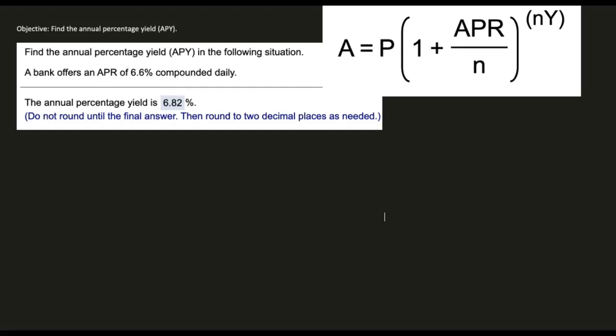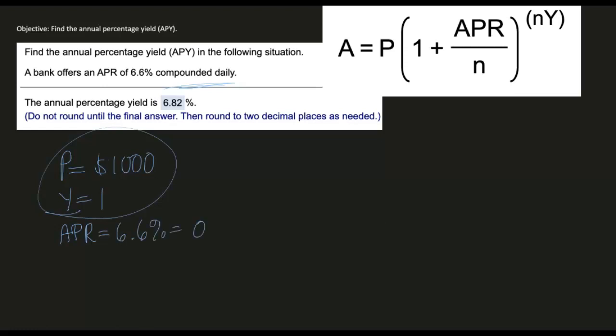So let's let P equal, let's say $1,000, and the number of years, Y, equal 1. And with this information, what we'll now do is place these values along with the fact that this is an APR of 6.6%, also 0.066 written as a decimal, and N is 365 because this bank is making this offer compounded daily.